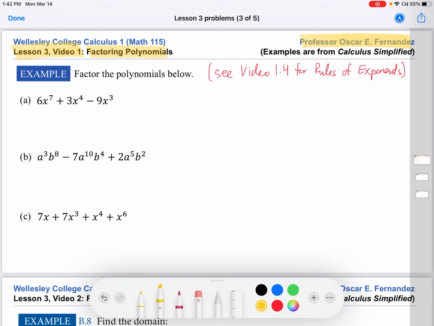We are talking here about factoring polynomials. So I have 3 examples here to go over, and each one of these is going to illustrate a different factoring technique and also go over some tips and tricks for factoring. One thing I want to point out is that all of them make use of the rules of exponents. So this is a concept that we talked about in Video 1.4 in the series. So if you want to go ahead and review that, you can head over to that video.